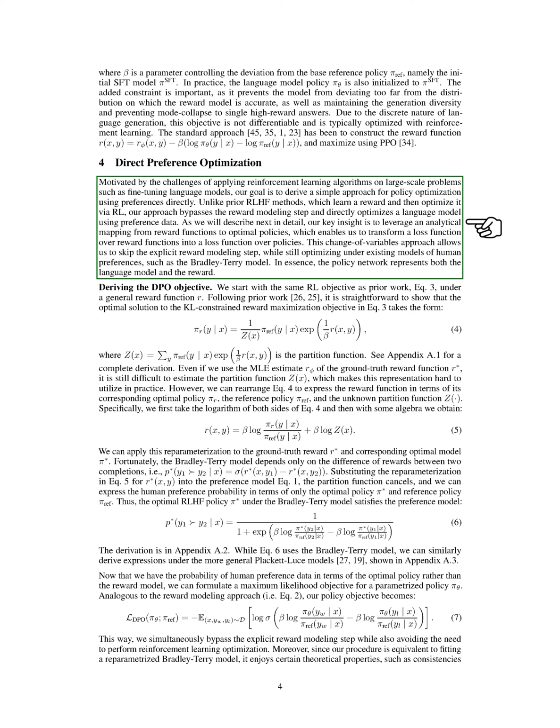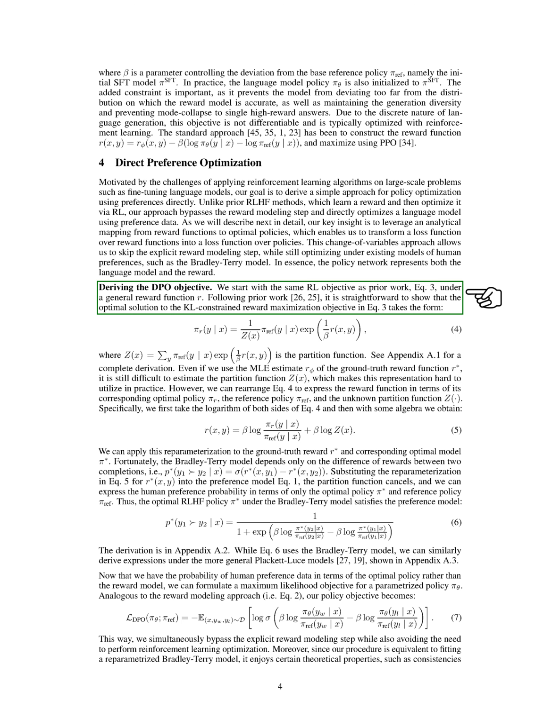However, due to the challenges of applying reinforcement learning algorithms on large-scale problems such as fine-tuning language models, we propose a simpler approach for policy optimization using preferences directly. This approach, which we call direct preference optimization, DPO, bypasses the reward modeling step and directly optimizes a language model using preference data. We leverage an analytical mapping from reward functions to optimal policies, which allows us to transform a loss function over reward functions into a loss function over policies. In essence, the policy network represents both the language model and the reward.